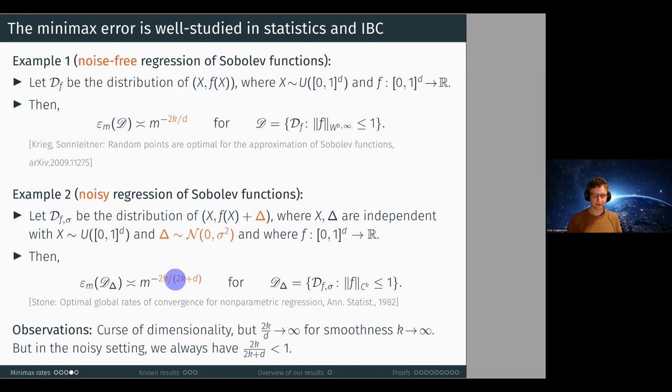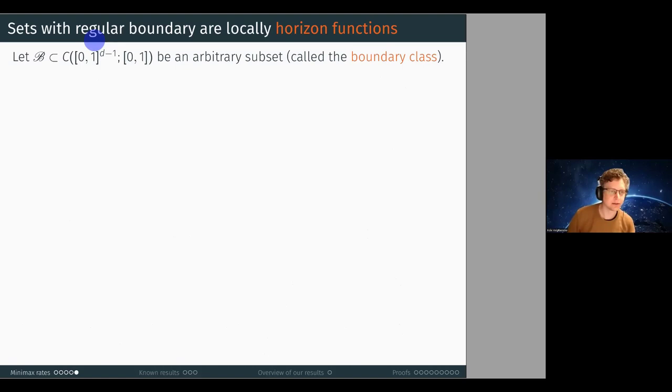Okay, so this was for regression. What I will consider in the following are certain classification problems, where you don't have real-valued output, but just plus or minus one output. In the following slide, I will explain what kind of classification functions I will consider. These are classification functions where the boundary between the two classes, classified as plus or minus one, has a certain regularity. To describe this regularity, I fix some class curly B, which is some set of functions going from the d minus one dimensional unit cube to the unit interval.